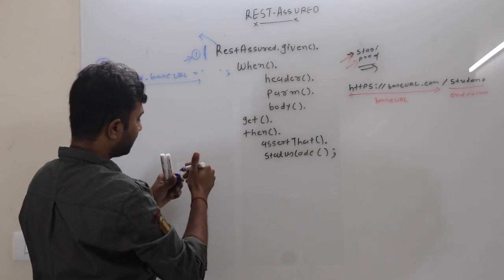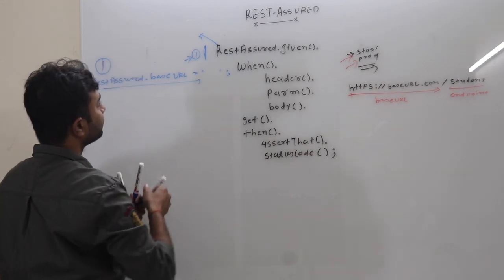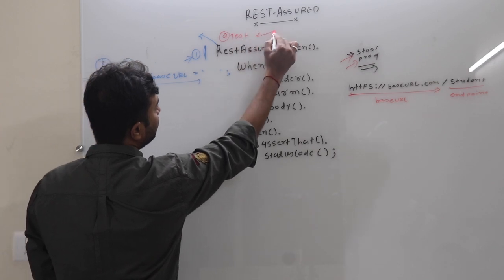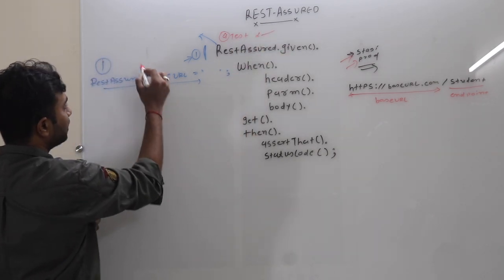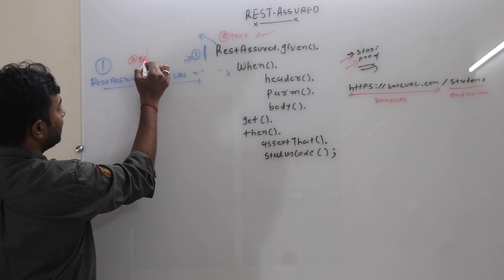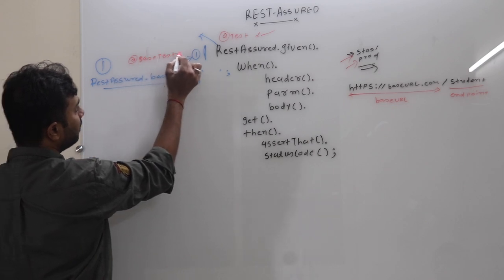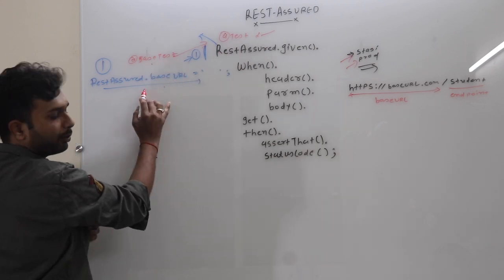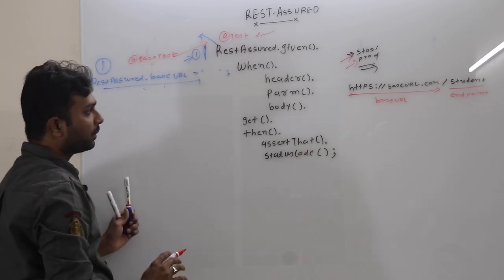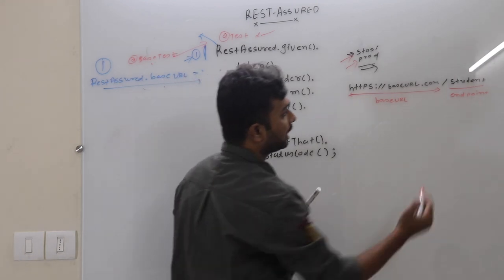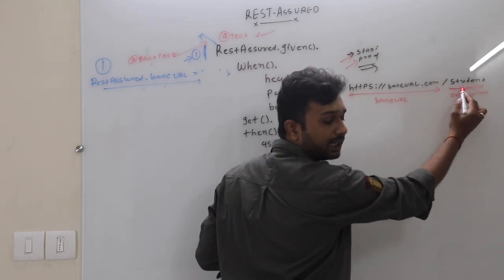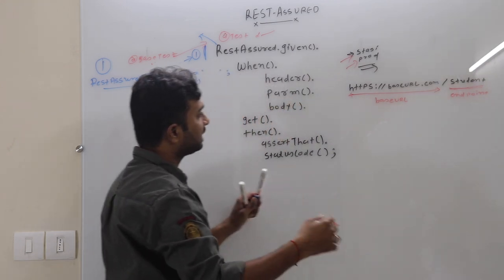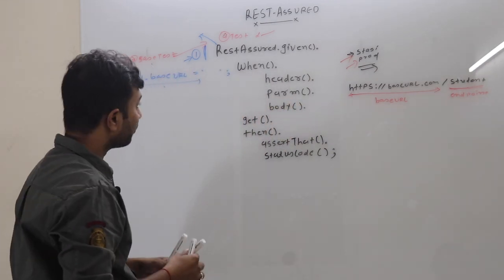Let's say this is my test method. We need to extend our test method with the base test. So we have to define it as a base test, and this will be my test method. Whenever we run this test, we start with the base URL. This is how we are setting the base URL. The point now is when we need to set this student endpoint. That we will discuss further.